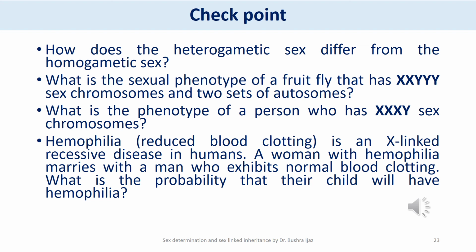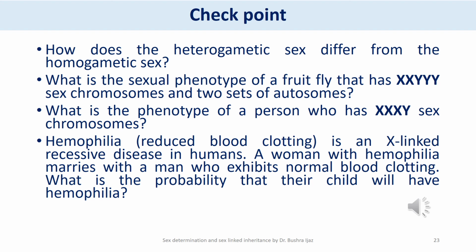The second point that we are going to discuss online, and I'm going to ask questions randomly to the students, is: what is the sexual phenotype of a fruit fly that has double X and triple Y, that is XXYYY sex chromosomes, and two sets of autosomes? The third one is: what is the phenotype of a person who has triple X and one Y chromosome, that is XXXY sex chromosomes? I'm going to ask any one of you to answer these questions, so all of you have to study it.